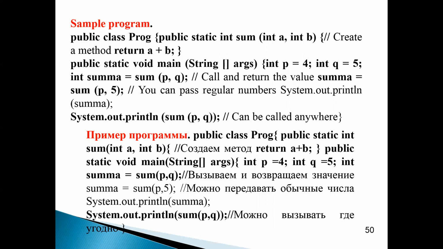On this slide, you can see a sample program with comments. First line, create a method, return a plus b. Next line, call and return the value, summer equals sum in the brackets 5. You can pass a regular number. System.out.println summer, and the last one can be called anywhere.